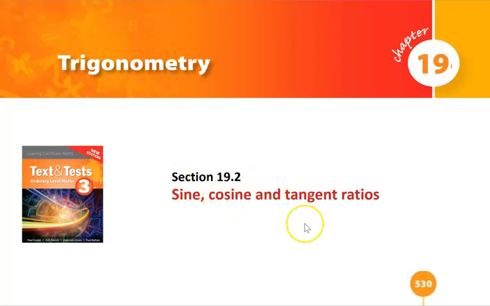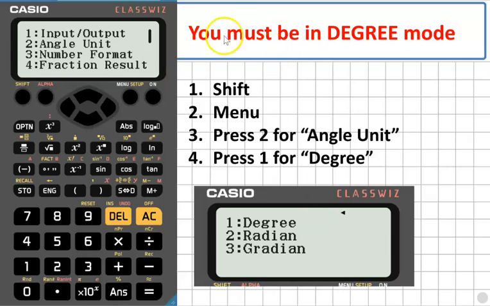Sine, cosine, and tangent ratios. Make sure that you are in degree mode. So for the ClassWiz calculator, press Shift, Menu, 2 for angle unit, and 1 for degree.